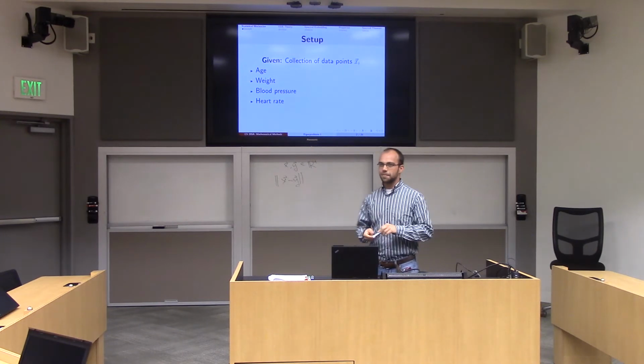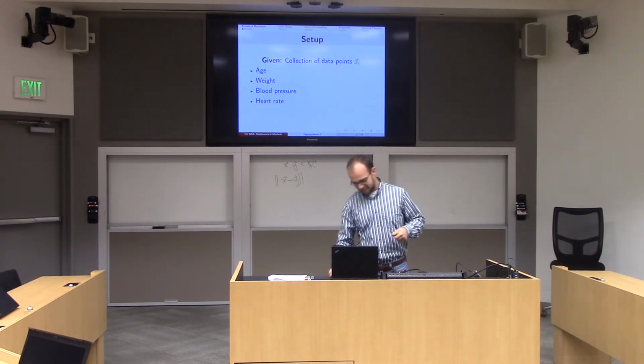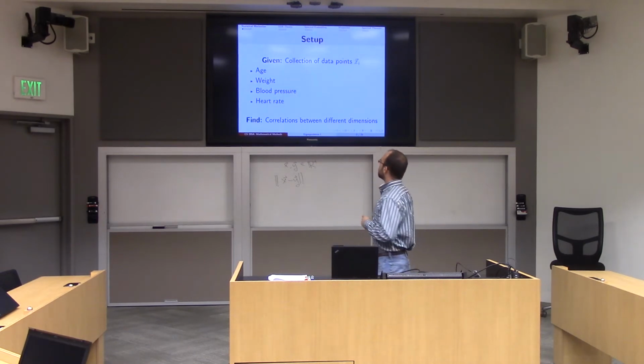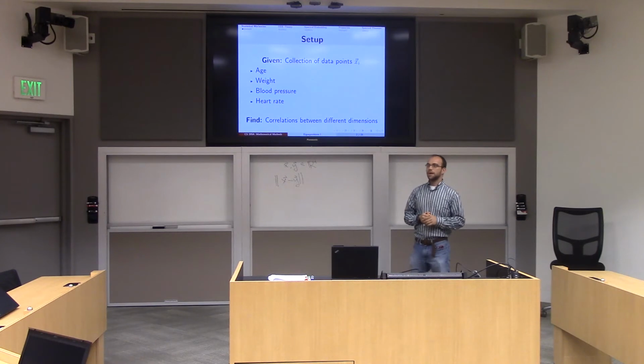I think this is a very practical problem. Even if you didn't like all the epsilons and deltas in the first problem set, I'd say this is a very reasonable question to ask. So our goal is to find correlations between these different dimensions for now. What do I mean by this? Well, let's say I'm older, then chances are I'm going to have a higher blood pressure and a worse heart rate. And perhaps if you're heavier, these things are also the case.